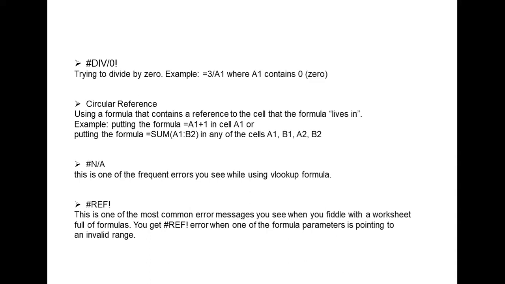Then hash name. This will be a very frequent error. You will see this error whenever you apply any formula like VLOOKUP, HLOOKUP, or maybe index match. You will see these errors very, very frequently. Okay. Then we have referential errors, the most common error messages that you see when you fiddle with the worksheet, like hash ref. When you were writing a formula and sometimes the formula has not been correct, then it will be hash ref. You will get a hash ref error when one of the formula parameters points to an invalid range, a range which doesn't exist or doesn't have the data.